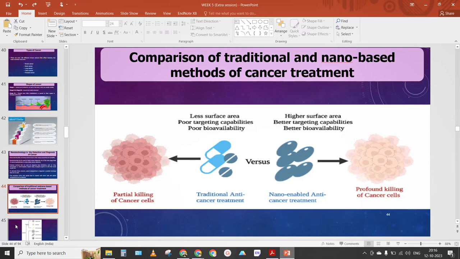Then comparison of traditional and nano-based methods of cancer treatment. So suppose we have cancer.